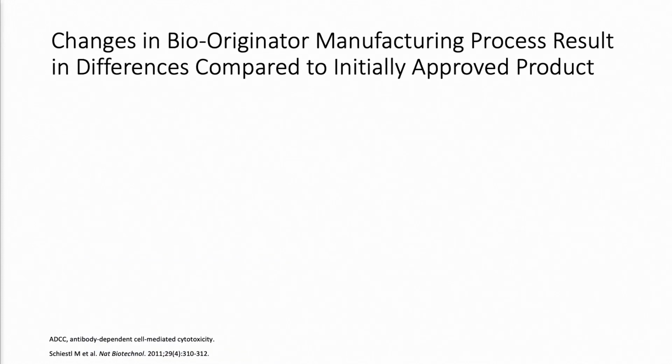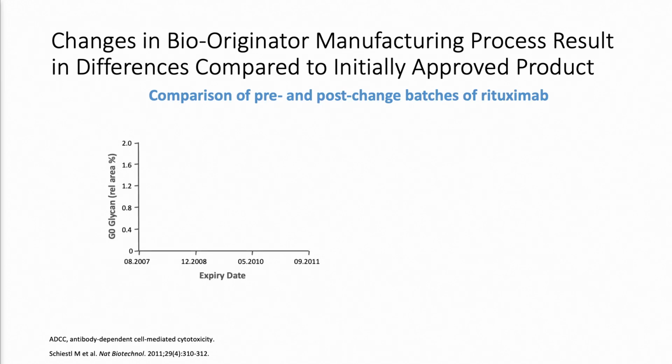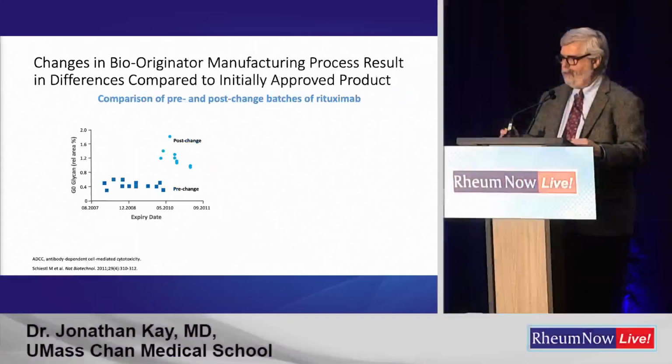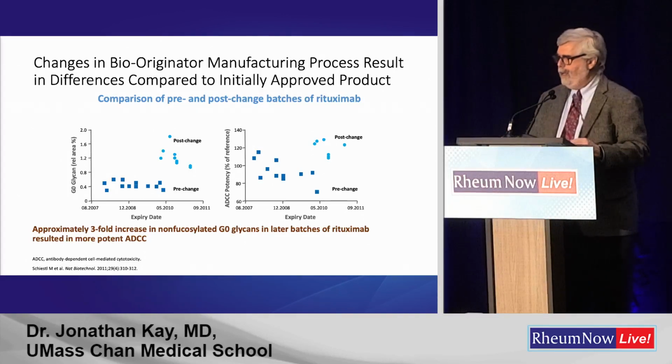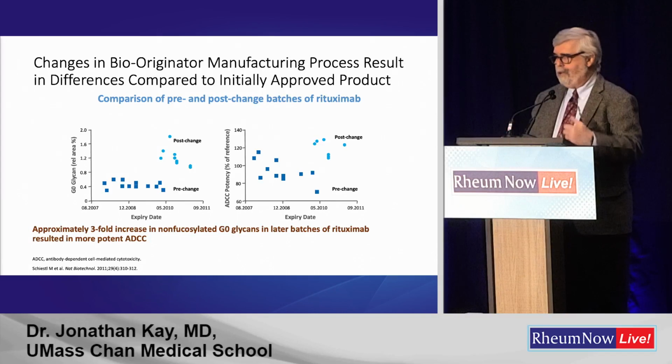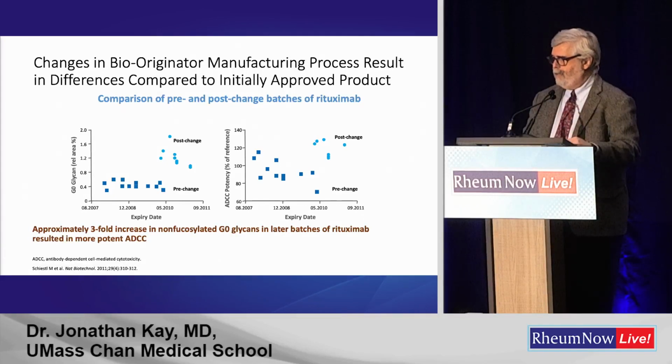Such changes in the manufacturing process of biooriginators can result in differences compared to the originally approved product. These are comparison of pre- and post-change batches of rituximab, and on the left we see G0 glycan content, and as of 2010, there was a shift upwards with a threefold increase in G0 glycan, and this correlated with increased antibody-dependent cell-mediated cytotoxicity function which, according to gastroenterologists, might have some role in the efficacy of the molecule for infliximab in inflammatory bowel disease. This is rituximab, however.